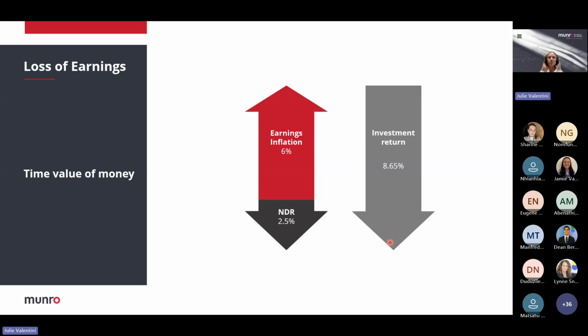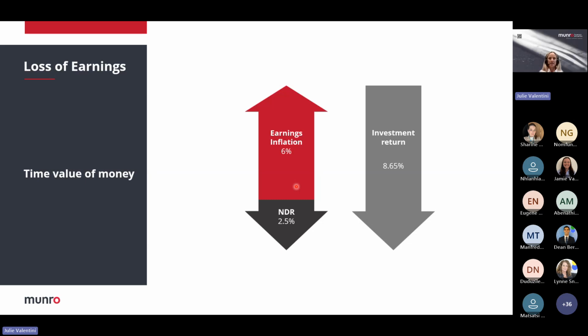The reason why I'm telling you is that 99% of actuaries that do damages work all use a net discount rate of 2.5%. And that is the important number that affects the calculation. So as long as the actuaries are using that, we should get the same results, even if we use a different investment return assumption or a different earnings inflation assumption. So that is all about the time value of money.